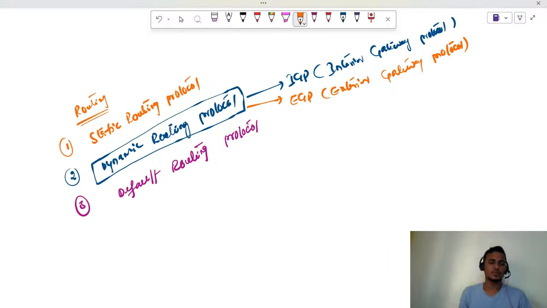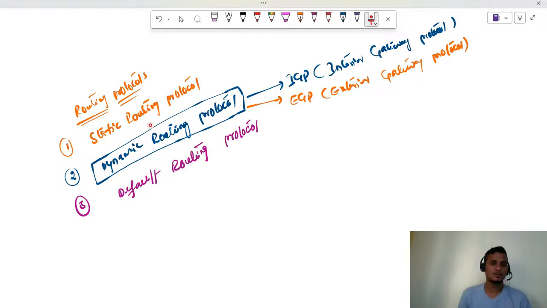In dynamic routing protocol, generally whenever you get the question in the interview also, in networking we have the types of routing protocols. We have three types of routing protocols: one is static routing protocol, the second one is dynamic routing protocol, and the third one is default routing protocol.